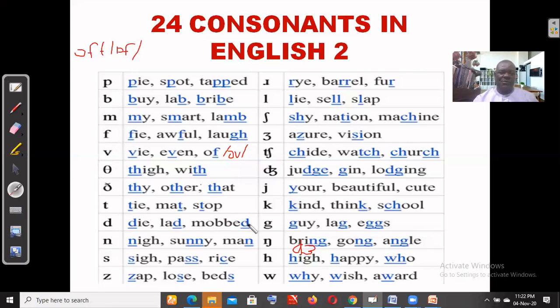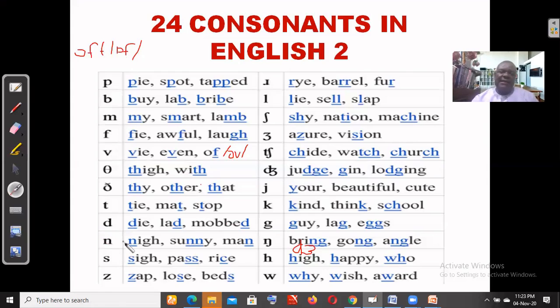Of course, you discover that the ED past tense morpheme, when it comes after a voiced consonant, is pronounced as D, but when it comes after a voiceless consonant, is pronounced as T, as we have in mapped or picked. But here we have mobbed, because B is voiced and the ED comes after the voiced consonant B, so ED is pronounced as D, mobbed. All right, that is the phonological rule I have just stated.